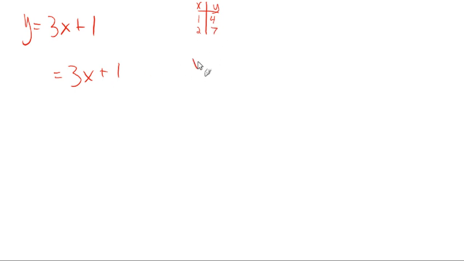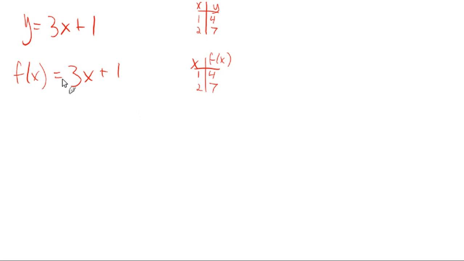Instead of x, y, it would be x and something else. We'd call it f of x. Otherwise, the table would look exactly the same. 1, 4, 2, 7. Something goes in and something comes out. This thing acts the same way as y does. Y equals 3x plus 1 is exactly the same thing as f of x equals 3x plus 1.